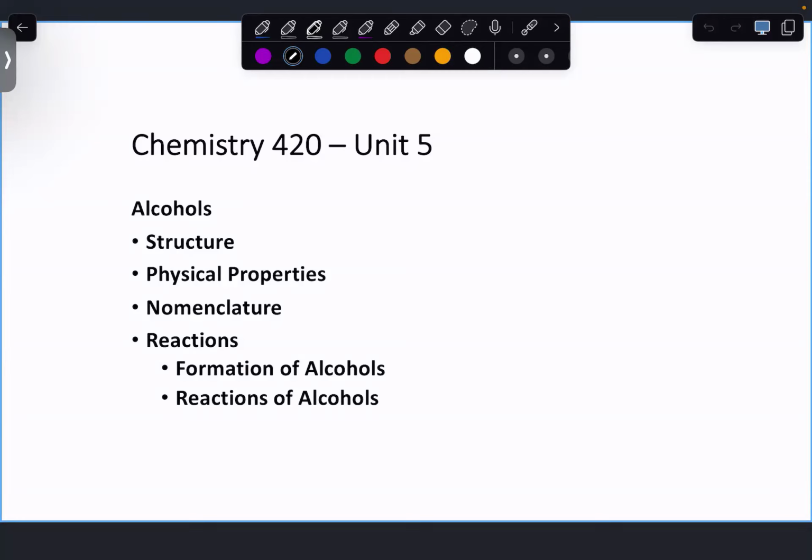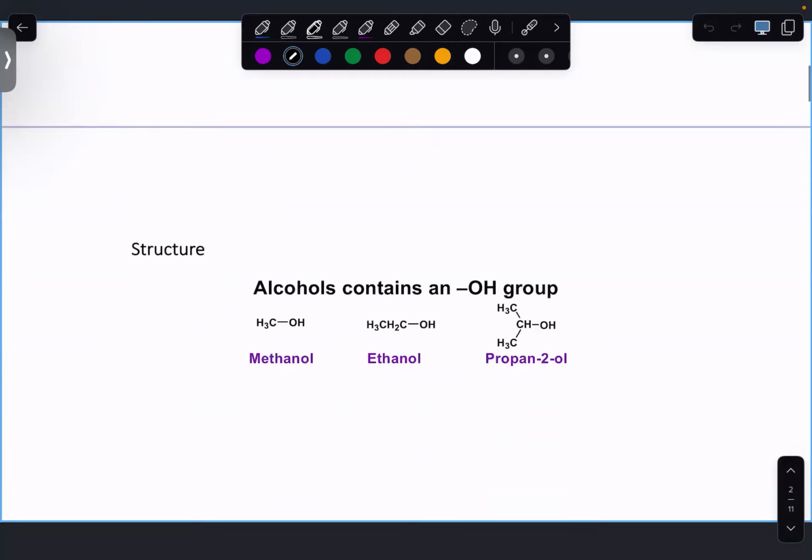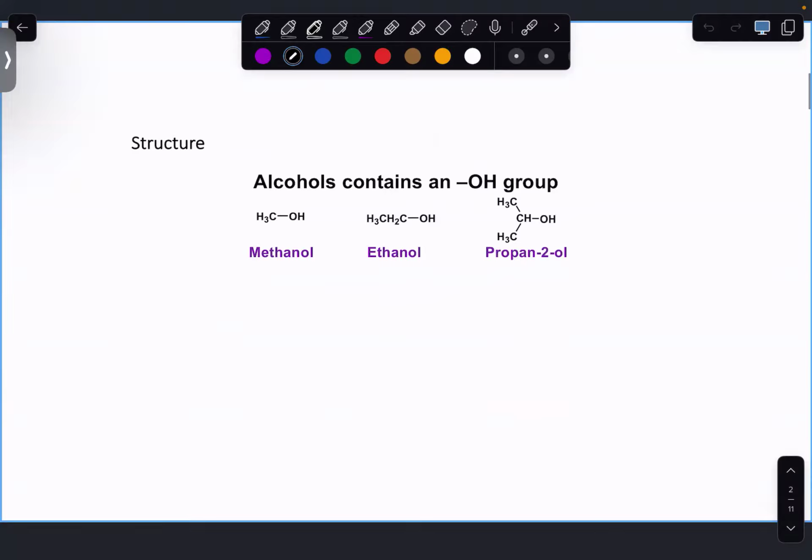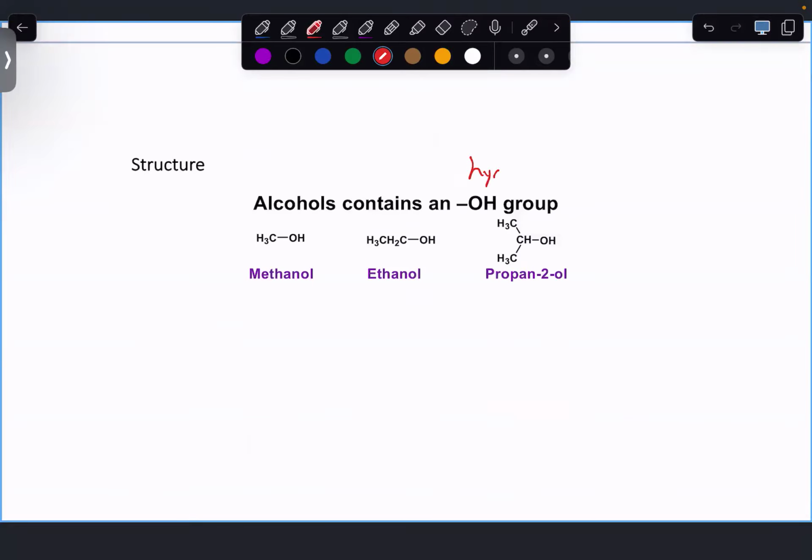Properties, nomenclature, and then the reactions of alcohols. So when we talk about alcohols, what makes them the alcohol is the presence of the OH group, or we refer to this as a hydroxyl. So you're just going to stick a hydroxyl group onto an alkyl chain, and that makes an alcohol.